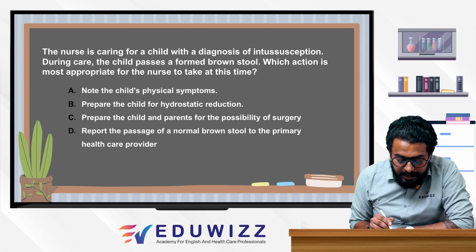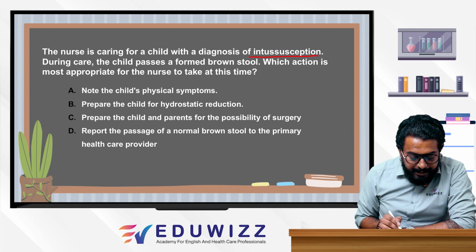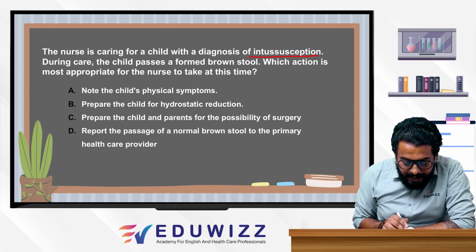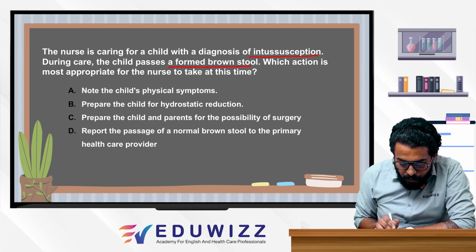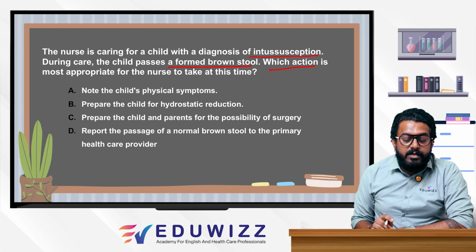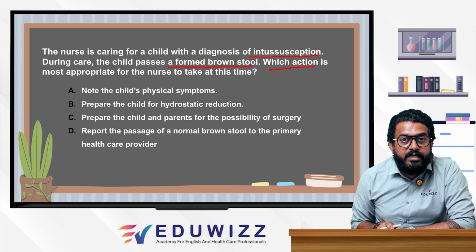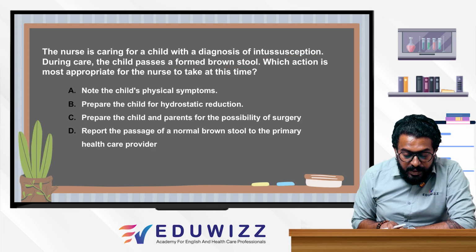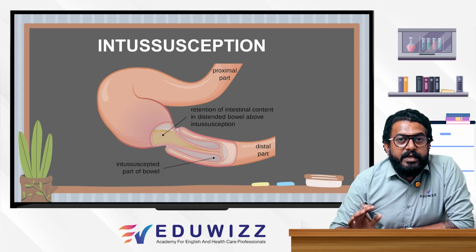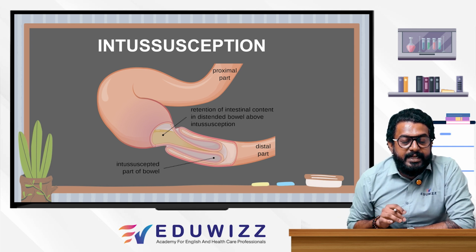So here the child is diagnosed with intussusception, and during the care, the child passes a formed brown stool. The question is about which action has to be taken. So what is intussusception? Intussusception is a pediatric condition in which telescoping occurs. Telescoping means one section gets into another. It is known as intussusception.